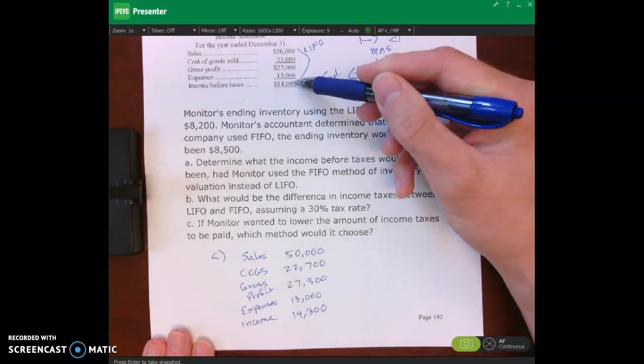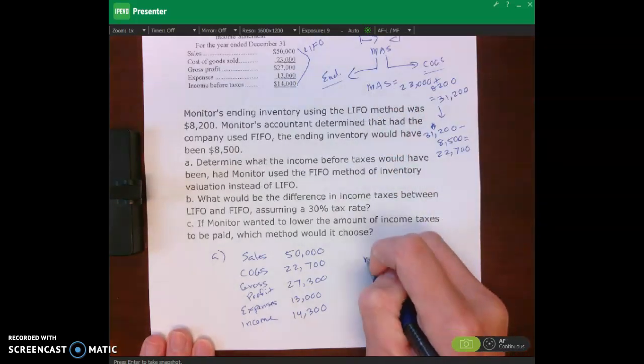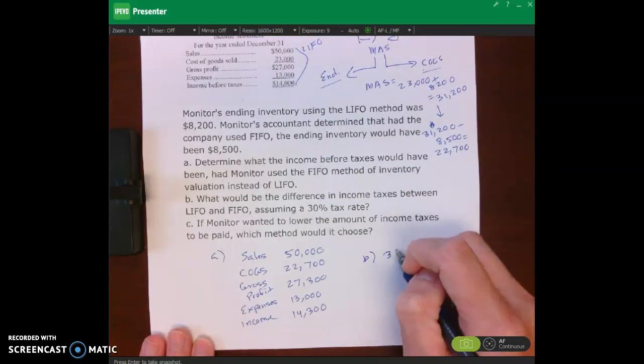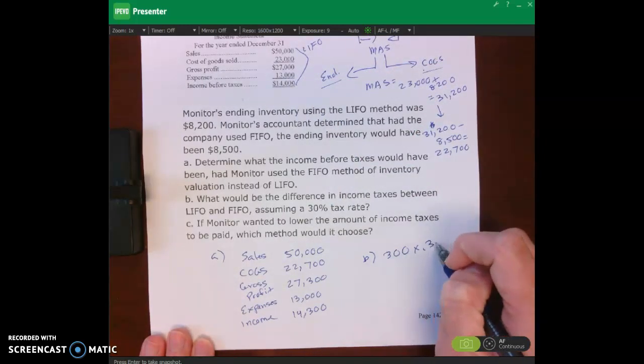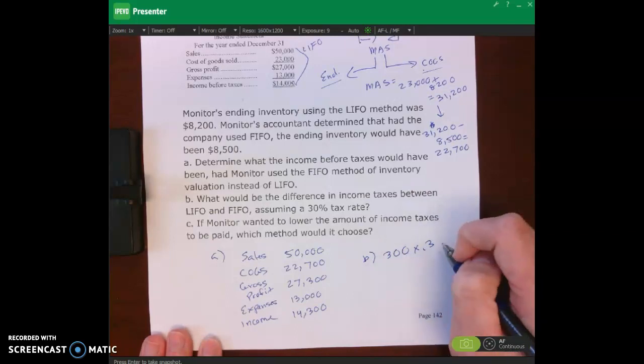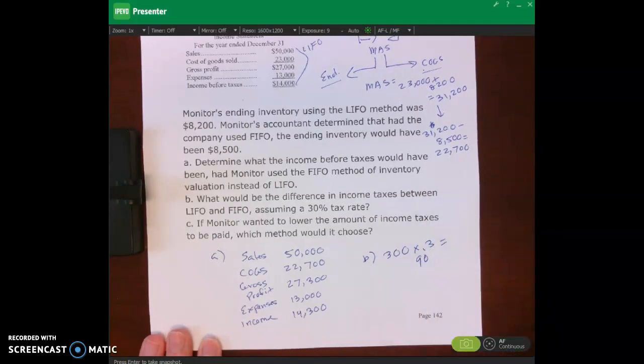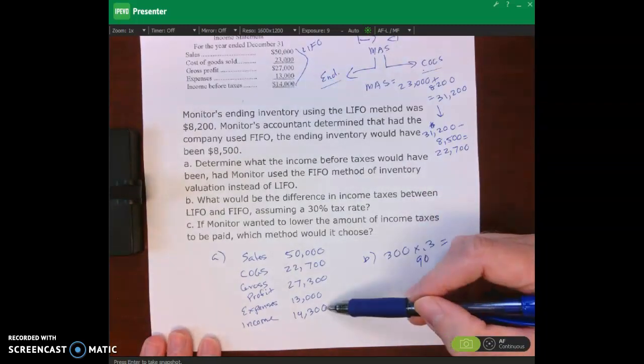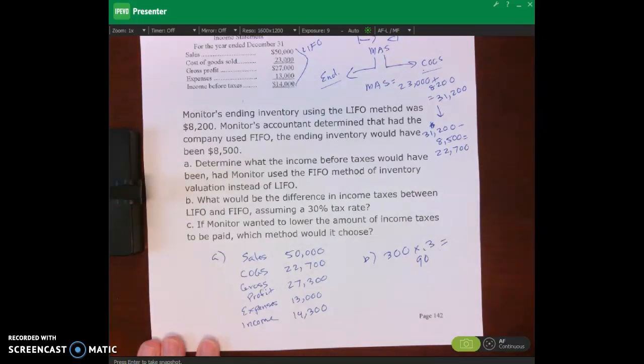Right? So if you come over here and you say part B, what's the difference in net income? It's $300. The tax rate is 30% times 0.3, which gives us our $90 difference in taxes. All right? So you're going to pay less taxes here than you will here by $90. So you save $90 in taxes.